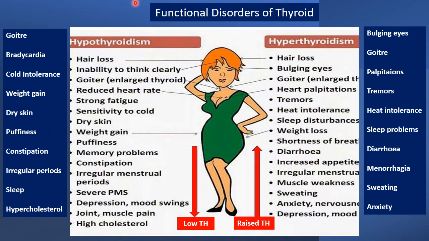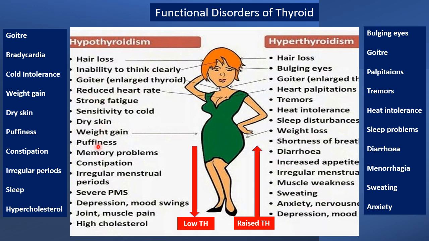This slide shows you the functional disorders of the thyroid gland. It can be hypofunctional or hypothyroidism, or hyperthyroidism, due to either decreased or increased thyroid hormones. In hypothyroidism, all the body functions are decreased due to decreased thyroid hormones, whereas in hyperthyroidism, all the body functions are increased due to increased levels of thyroid hormones.